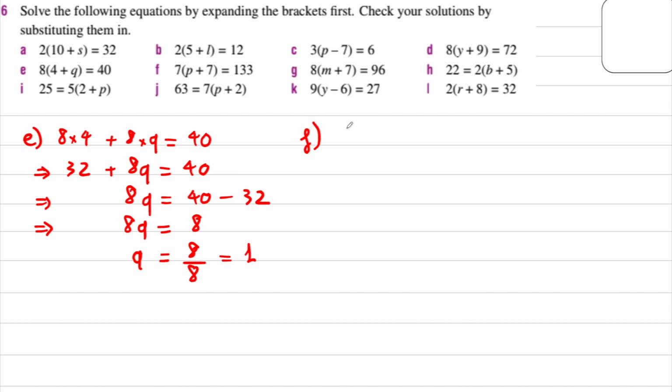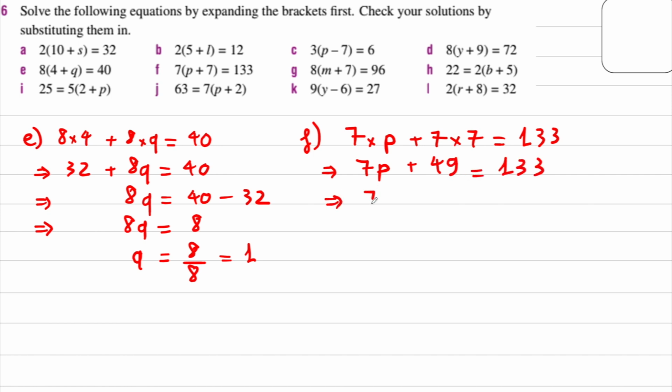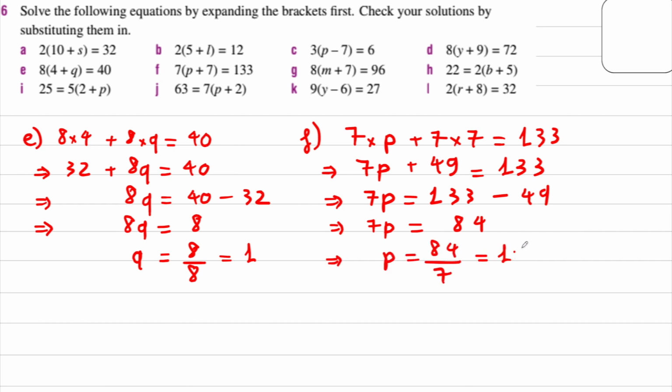The next one is question F. 7 will be outside. After expanding, you get the form of this. And 133 will be the right hand side. 7p plus 49 equal to 133, and 7p in here, 133 minus 49, and 7p you have here is 84. Okay, and divide both sides by 7. Divide by 7, here is 1, this is 12. F we have is 12.